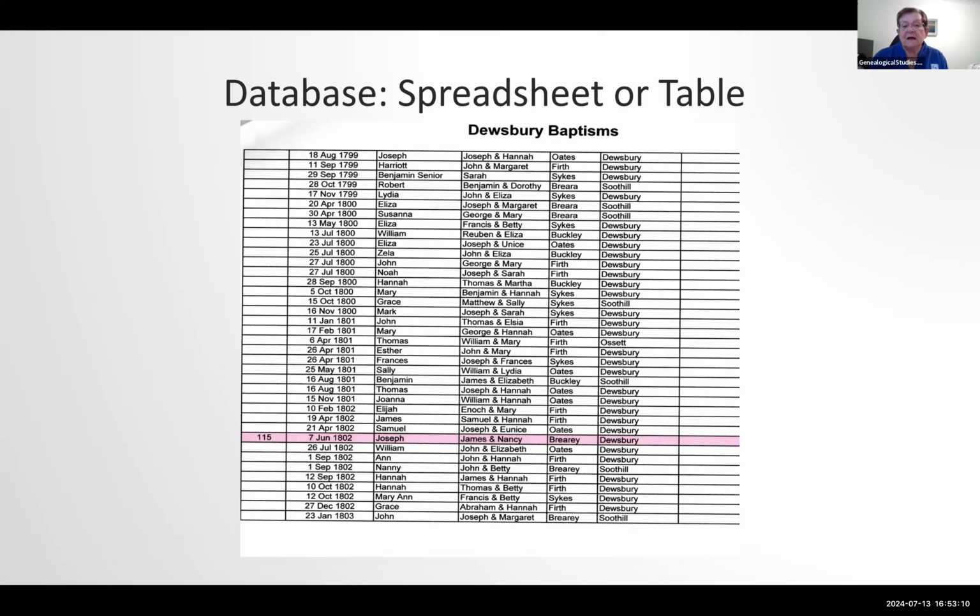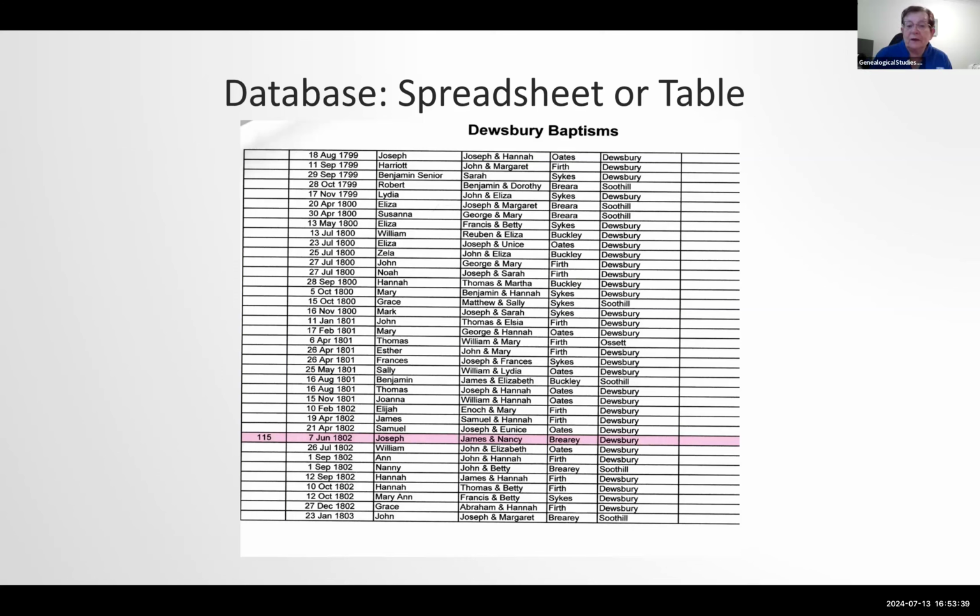And you can see I've got various names there. I've got the surnames Oates, Firth, Sykes, and Breary. And look at the different spellings that you can get. There's Breera. There's Breary with EY. There's Breary with Y. And there's just Breer. And so you will get these differences in surnames, but they could all be related.